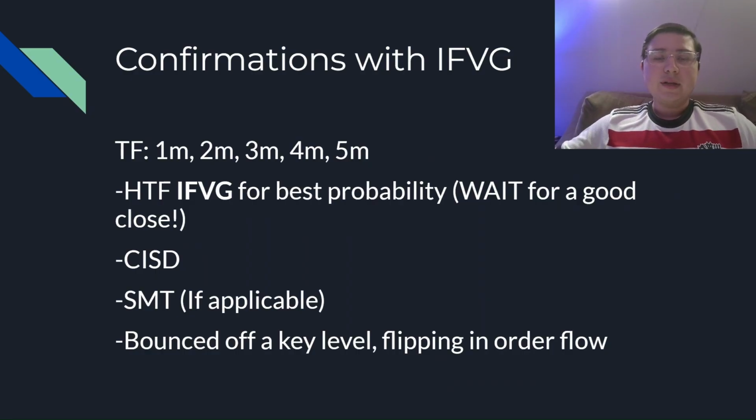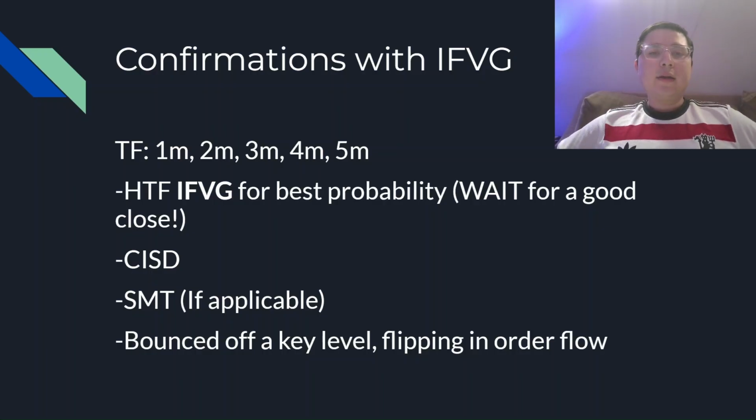For my confirmations, I obviously use inverse fair value gaps, but not just those. I use the 1 minute, 2 minute, 3 minute. I don't really use the 4 minute, but I'm putting it in there because it is a higher time frame, and the 5 minute. The highest time frame for an inverse fair value gap is going to be the strongest probability and the strongest confirmation. 1 minute is valid too. I do use 1 minutes a lot, but if a 2 minute got inverse, that's even stronger, an even better confluence and confirmation.